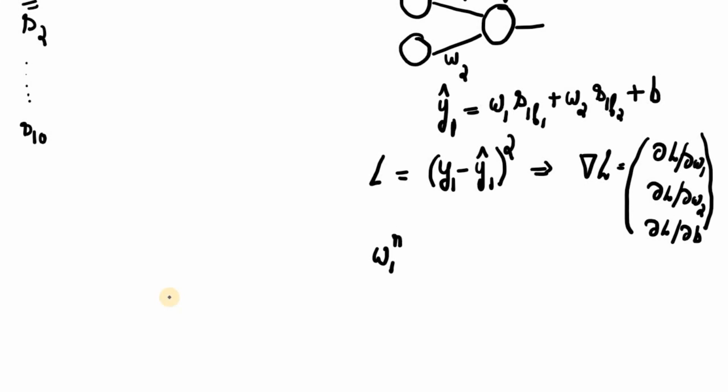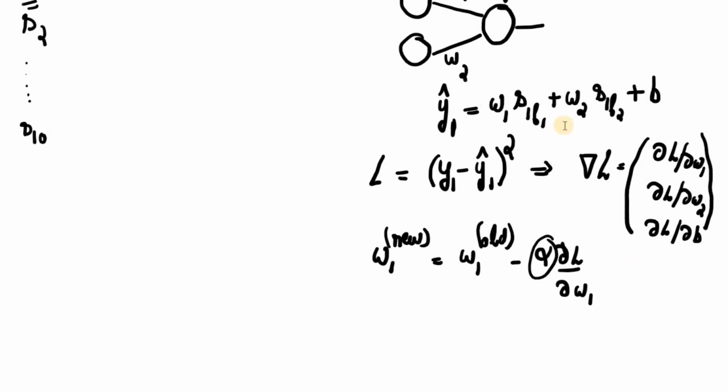Let's say we apply simple stochastic gradient descent. The weight update is going to look like this: W1 new is going to be W1 old minus alpha times del L by del W1. This alpha, or eta, whatever you want to call it, is called the learning rate, which is a hyperparameter for the ML model we are considering.